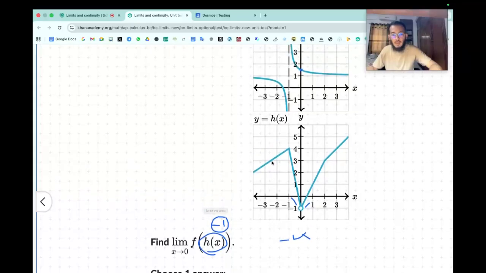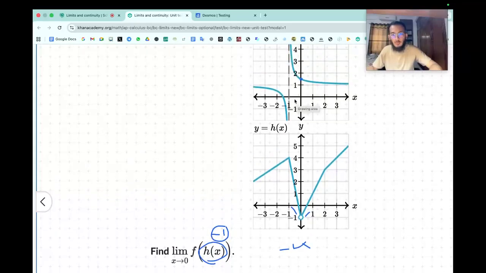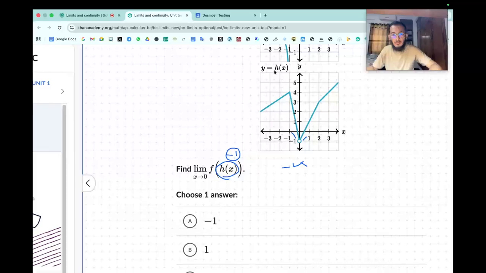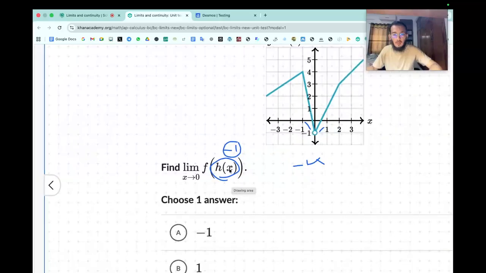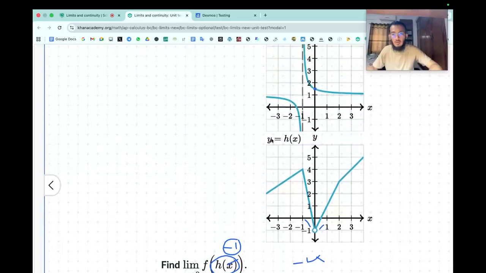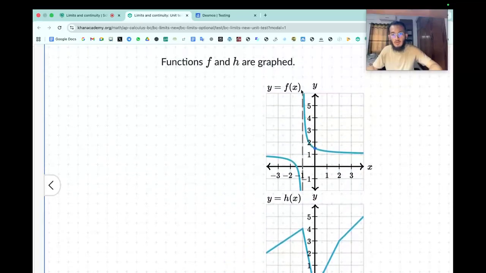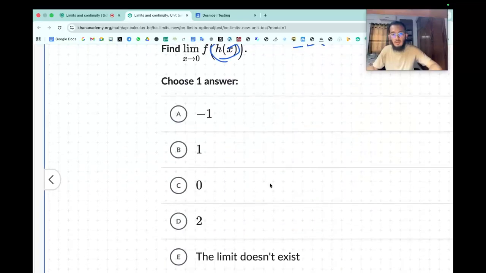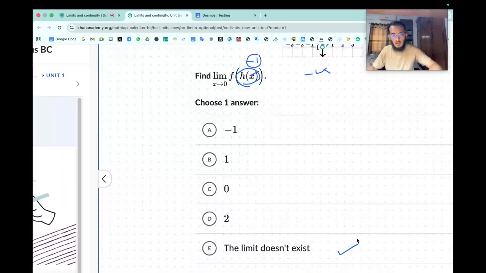Negative 1. Next, if x tends to 0 here, we have 1.5. Oh, basically f minus 1. So f minus 1 is bounded. So the limit doesn't exist.